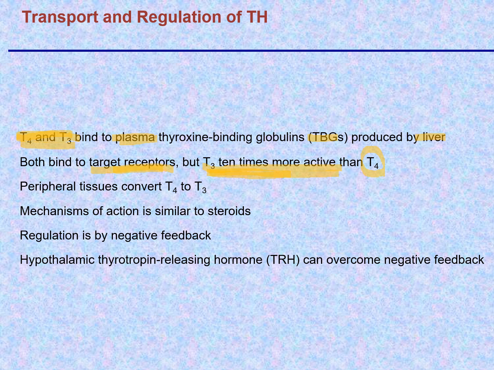hypothalamus produces, when appropriate, thyrotropin releasing hormone. So there's a releasing hormone produced by the hypothalamus that then goes on to trigger thyroid stimulating hormone production and release from the anterior lobe of the pituitary.